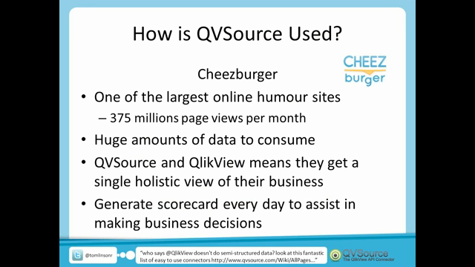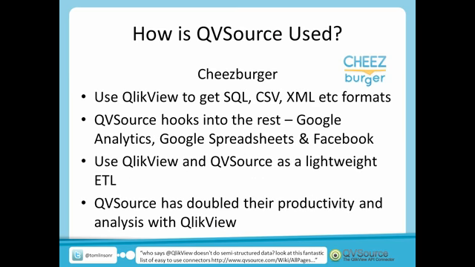So what they have is QV Source and ClickView running every night. So when they come to work the next day, they have a scorecard, and they use that scorecard every morning to make business decisions based on what happened the day before, whether that's identifying issues or driving new editorial decisions. So they use ClickView to bring in data sources, SQL, XML, CSV, and so on, and then they use QV Source to hook into other things like Google Spreadsheets and Facebook and Google Analytics.